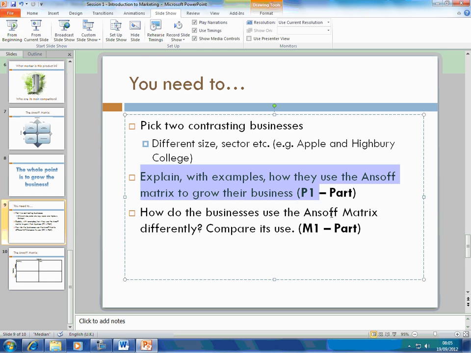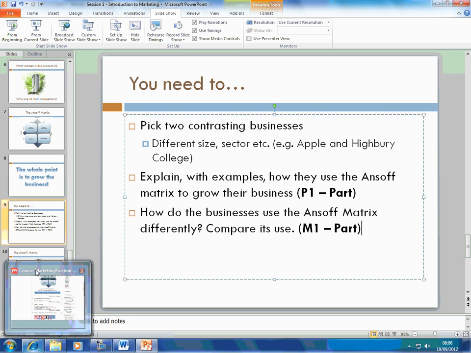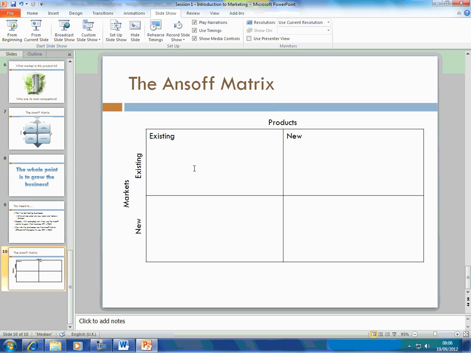So what do you need to do? Most of the PowerPoints I give you will have this, what you need to do, which makes it very clear. And that is, explain with examples how they use the Ansoff matrix to grow their businesses. And for the merit, it's how the businesses use the Ansoff matrix differently. This is where, as I said, you wouldn't be able to do this if the businesses are too similar. What you'll see on the VLE is pretty much a template like this.